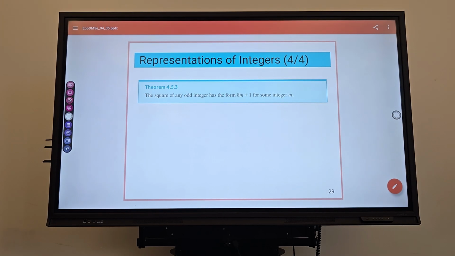It is true that the square of any odd integer has the form of 8m plus 1. Take note of this problem and lack of solution in the slides, as it may appear on the midterm. So prepare a proof before the midterm and bring it in as part of your notes. The square of any odd integer has the form 8m plus 1 for some integer m.